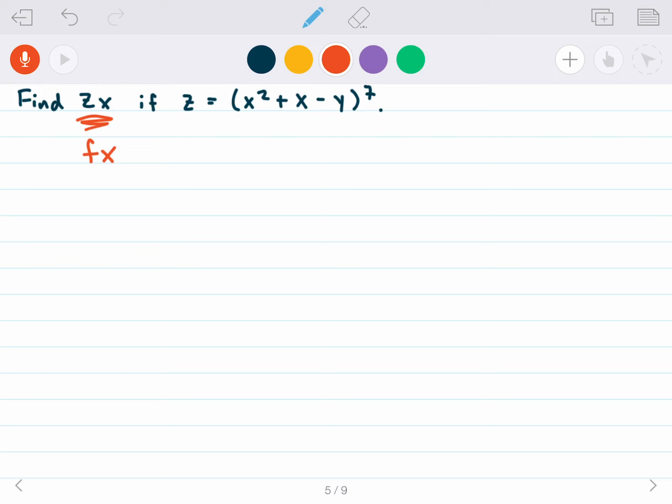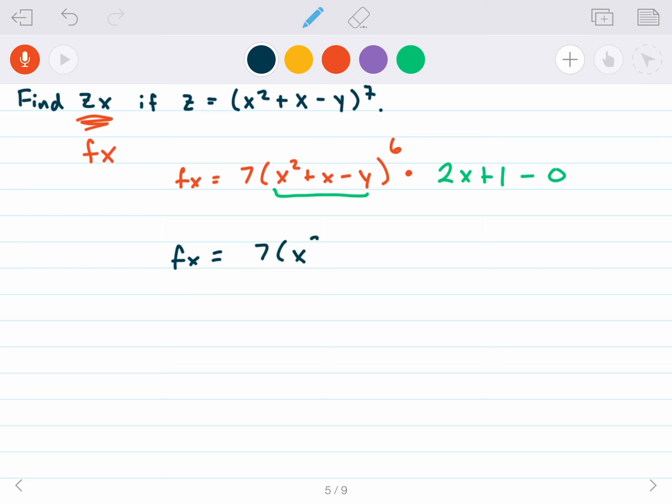Okay? So again, if you're rusty on chain rule, go ahead and review those Calc 1 videos. But the idea here is that we are going to bring this exponent 7 to the front, leave everything as it is on the inside, and subtract 1. And then, so we took the derivative of the outer function, times the derivative of the inner function, which is this guy. So since I'm doing this with respect to x, this is going to be 2x plus 1 minus 0, right? Anything with y goes to 0 because we treat y as if it's a constant. So our answer here is just 7 times x squared plus x minus y to the 6th times 2x plus 1.